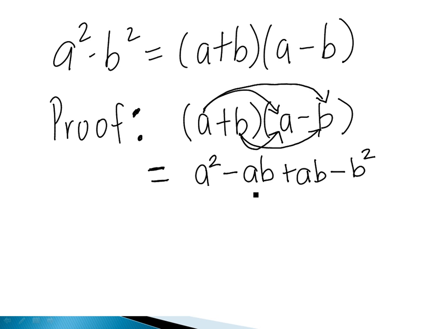Notice that the negative ab plus ab, same term, different signs, so you subtract. So the middle terms cancel. Therefore we have just proven that a plus b times a minus b is a squared minus b squared.